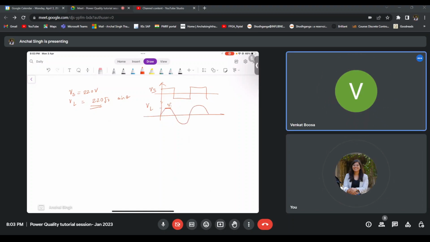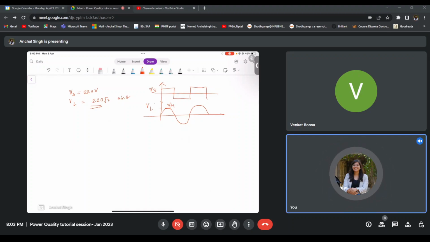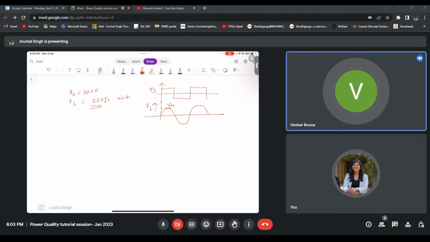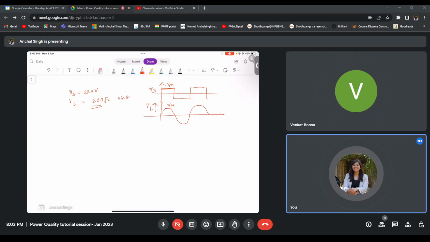Whatever is the peak voltage of this load voltage, you are telling 230 up to this session only, but here it is reversed. That's why I'm asking, madam. Here only it is the doubt, here only it is reversed.